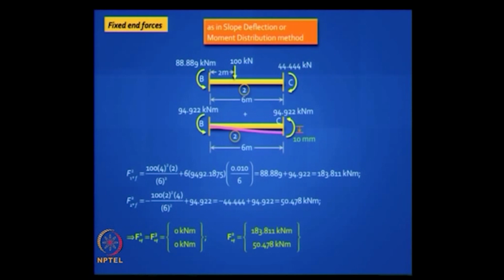So the first element and third element will have no fixed end moments because they are vertical columns. The second element will have fixed end moments caused by 2 loads. One is a direct loading 100 kilonewton, the other is the indirect loading 10 mm settlement in the right. That means clockwise chord rotation of 10 divided by 6000. Okay, so this can be done. You have got the fixed end force vector. What do you do next?